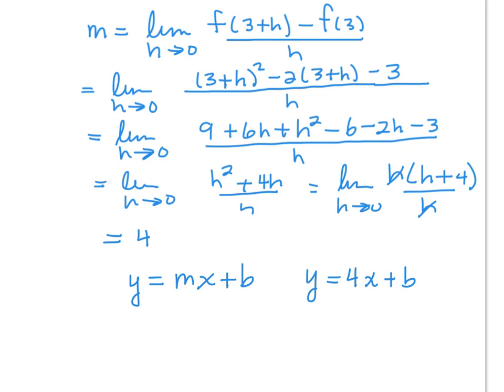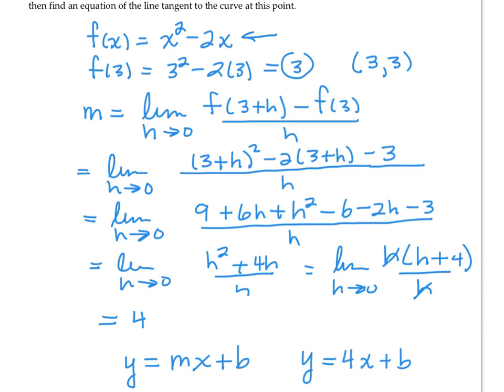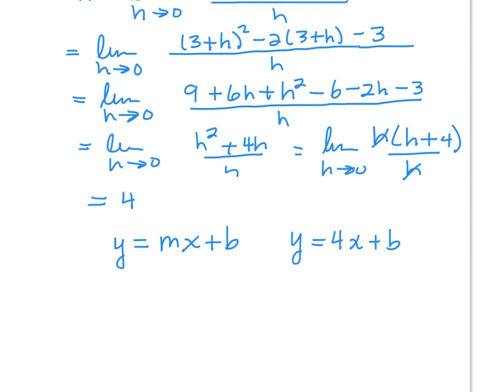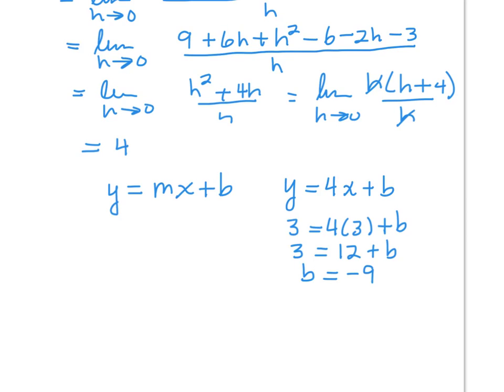One way of finding b is by using a point that is known to lie on the line. In this case, that would be the point (3, 3). We know that lives on the line, so its coordinates have to satisfy the equation of the line, meaning if in this equation I replace x by 3 and y by 3, I should get a true statement, so I'm going to do that. Solve for b, and we get -9. So the equation of this tangent line is y equals 4x plus b, which is -9. And we're done.